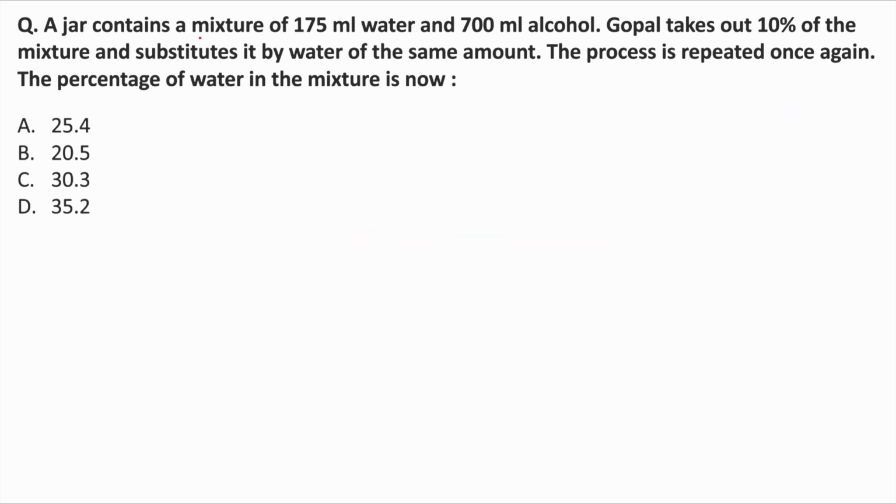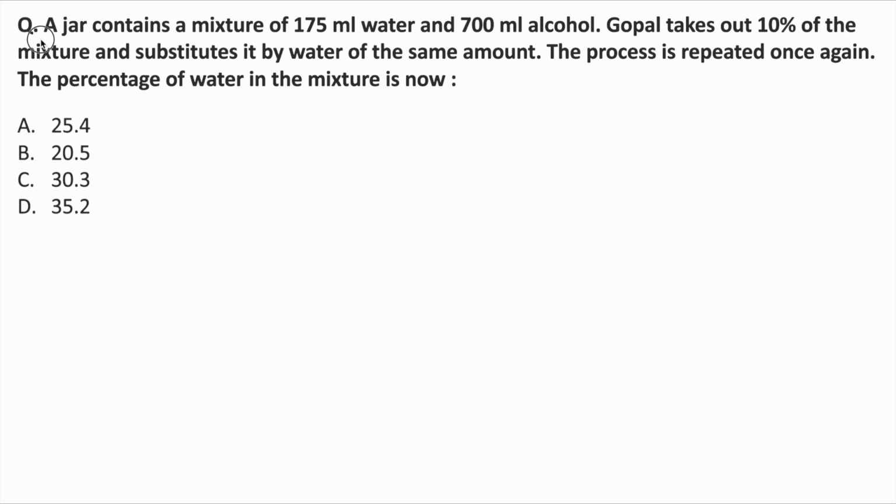So the question says a jar contains a mixture of 175 ml water and 700 ml of alcohol. Gopal takes out 10% of the mixture and substitutes it by water of the same amount. The process is repeated once again. The percentage of water in the mixture is now.